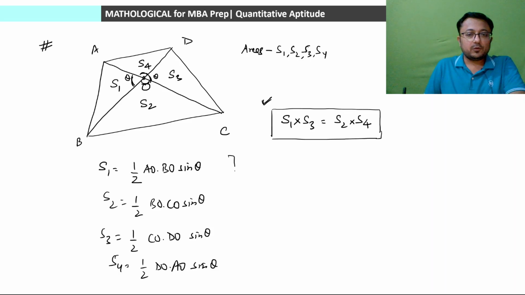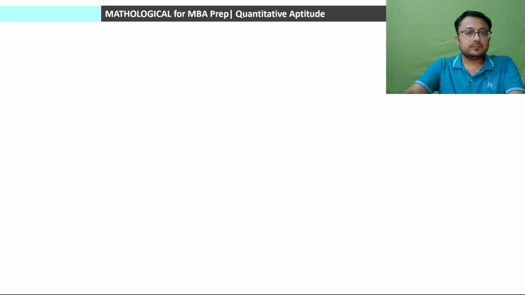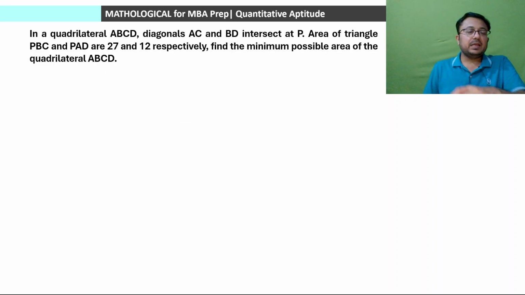अब बस मल्टीप्लाई कर लो S1 S3 को और S2 S4 को, you will find that these are equal. इजी प्रूफ है. ओके क्लियर है. अब क्वेश्चंस करते हैं एक दो. सो फर्स्ट क्वेश्चन, in a quadrilateral ABCD diagonals AC and BD intersect at point P. Area of triangles PBC and PAD are 27 and 12 respectively. To find the minimum possible area of the quadrilateral ABCD. So what will be the minimum possible area of the quadrilateral ABCD?